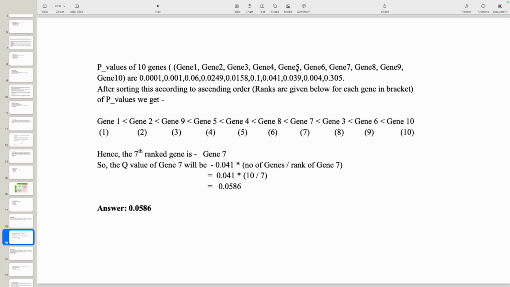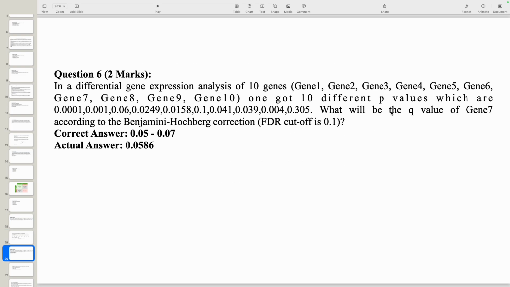As the p value increases, for these genes the p value is comparatively higher. So they are not significant. When we do this differential gene expression, these genes are not significant for our analysis. So based on the p values we compute which genes are significant and which genes are not significant. So let's move to our next question.